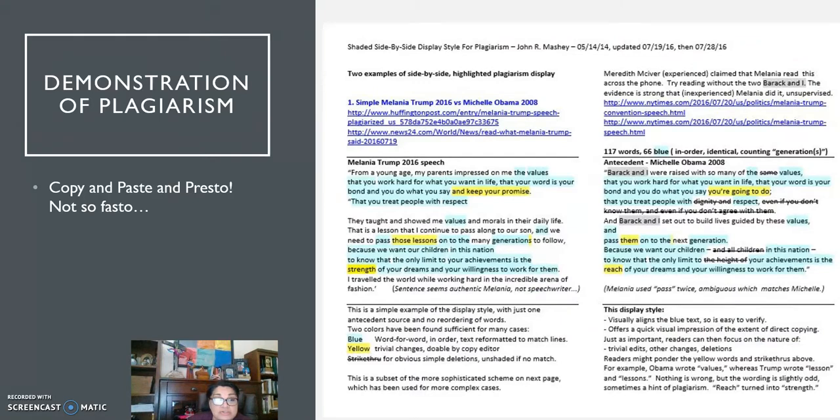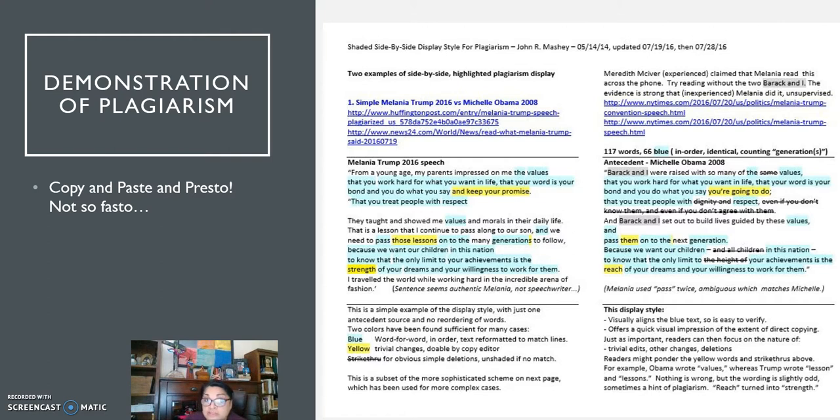So here's a demonstration of plagiarism. Copy and paste, and presto, not so fasto. That is the practice that we should never apply. Here is a side-by-side display of style for plagiarism, looking at two examples: the recent 2016 speech by Melania Trump, and Michelle Obama's 2008 speech.